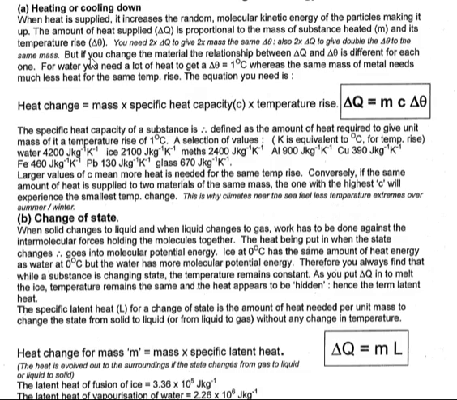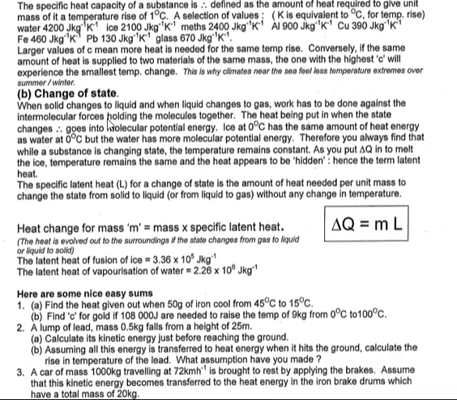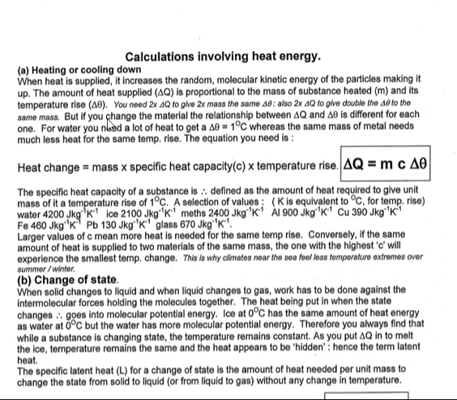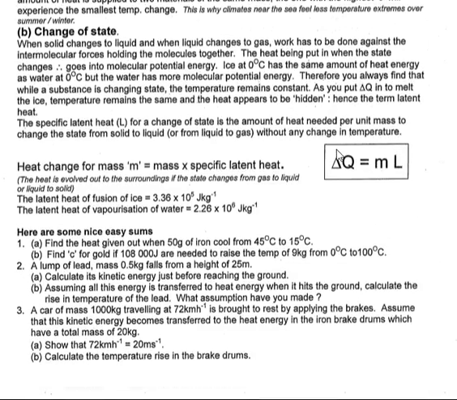So there's some information that can be read about heating, cooling down, and about change of state. And there's a formula that we're going to use. Heat change equals mass multiplied by specific heat capacity multiplied by temperature rise. Delta Q being the heat change, M being the mass, C being specific heat capacity, and delta theta being temperature rise.